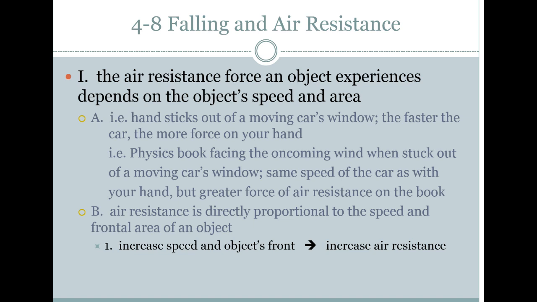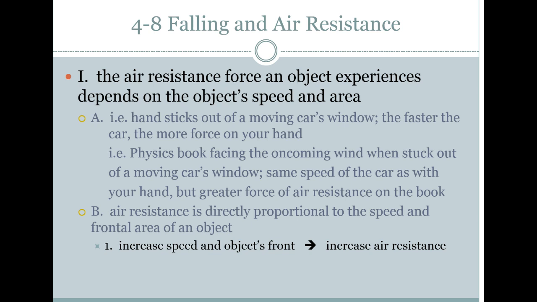An expression describes the relationship between speed, area, and air resistance. The air resistance force is proportional to speed times frontal area. The expression shows that the air resistance force is directly proportional to the speed and the frontal area of the object.